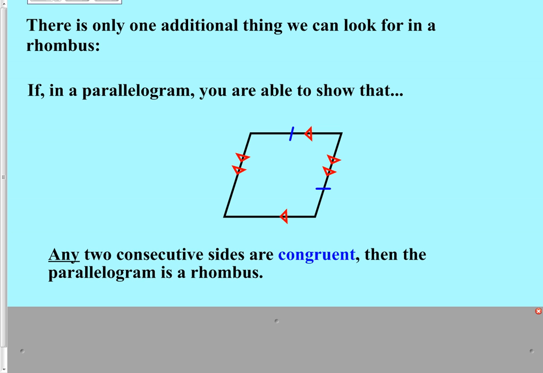Okay, that word consecutive tends to make people start thinking about kites, but remember, kites are not parallelograms. Kites do not have any sets of sides parallel to each other. This one is a parallelogram. It has two sets of opposite sides parallel, but in addition, there's two sides in a row that are congruent. That is going to force your parallelogram to be a rhombus.